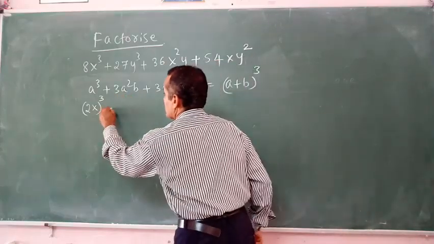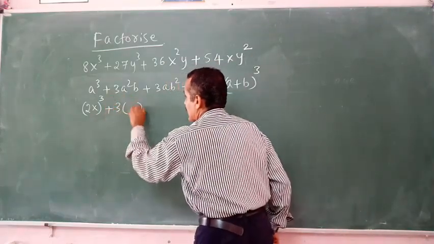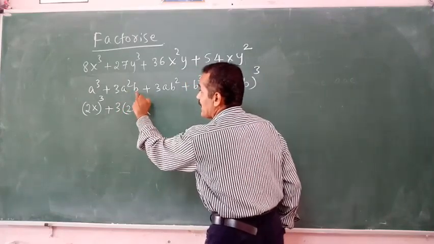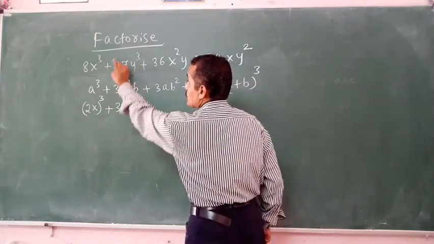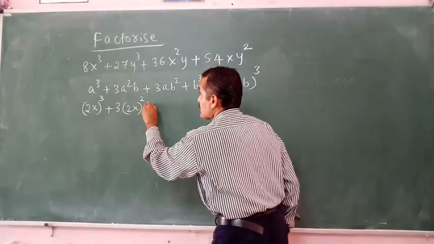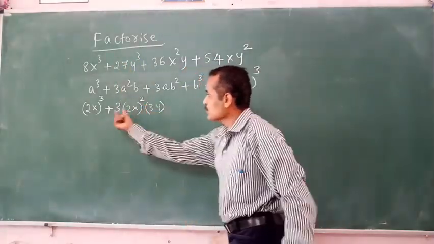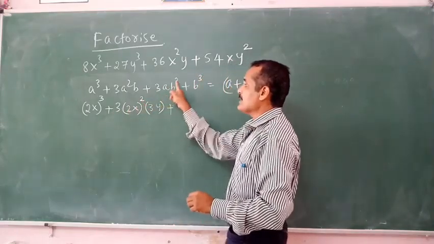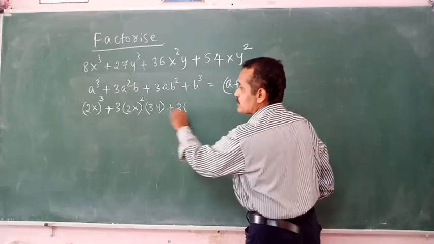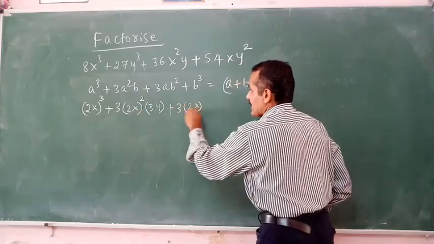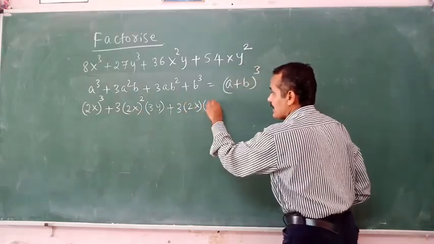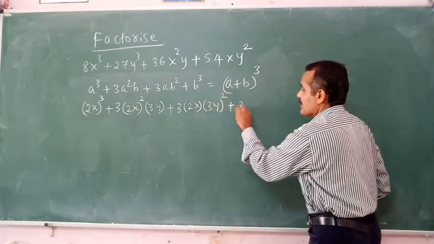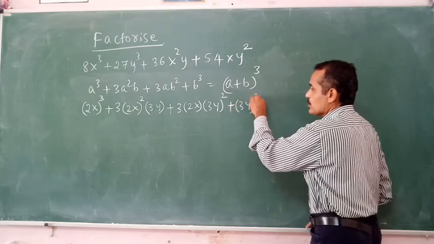Let me write here, plus 3a square, 2x the whole square, into b. B means how much? Here is the cube term, its cube root is 3y. So 3a square b plus 3ab square: 3a means 2x into b square, 3y the whole square, plus b cube, 3y the whole cube.